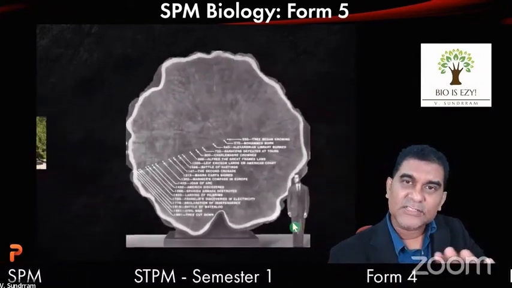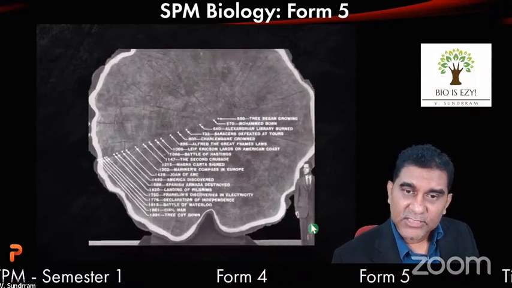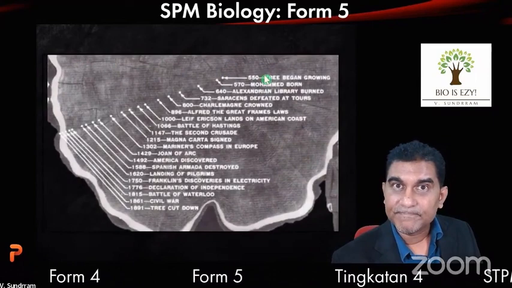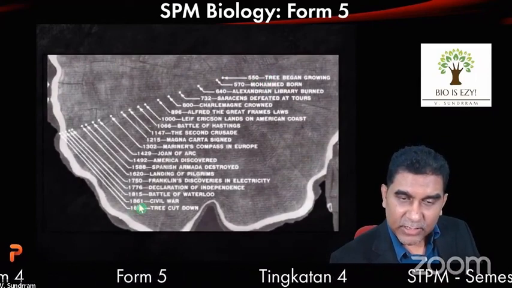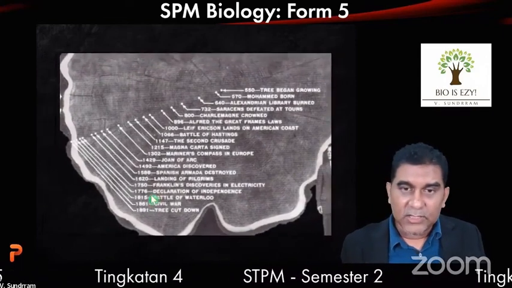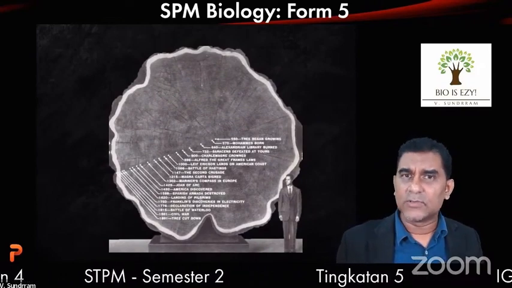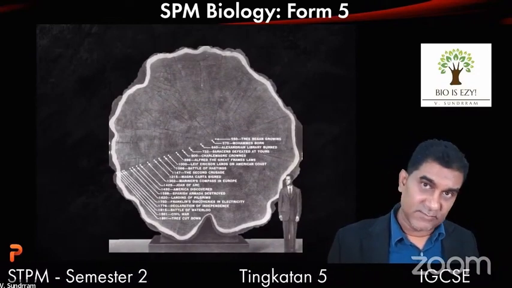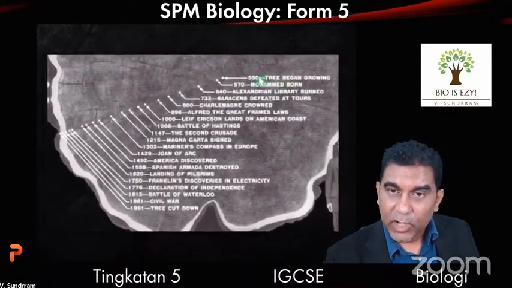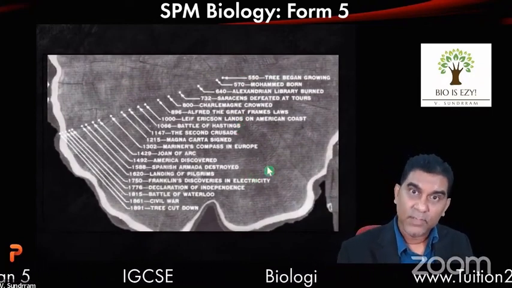One slice of the stem is still kept in the museum. And if you see the cross section, the tree started its life in 550. And they cut down the tree around 1891, I think. So at the time they cut the tree, the age of the tree is around 1,500 years old. That's how large the tree is. The tree was even older than, if you're a Muslim, Nabi Muhammad, who was born 570. So this tree is even older than Nabi Muhammad also.